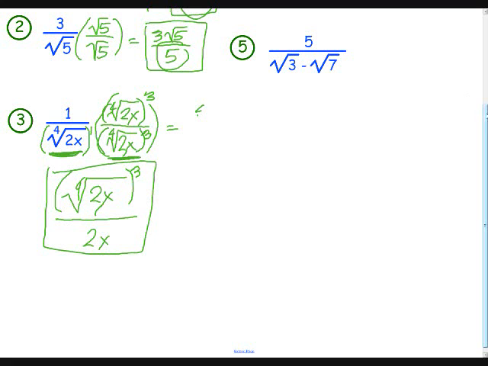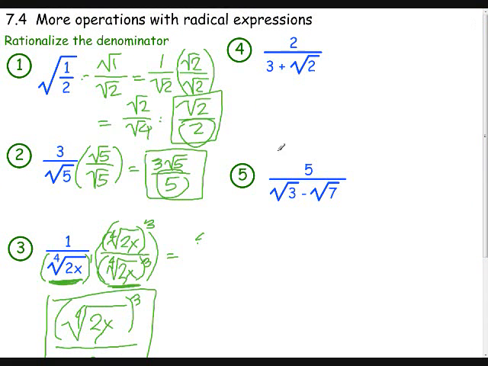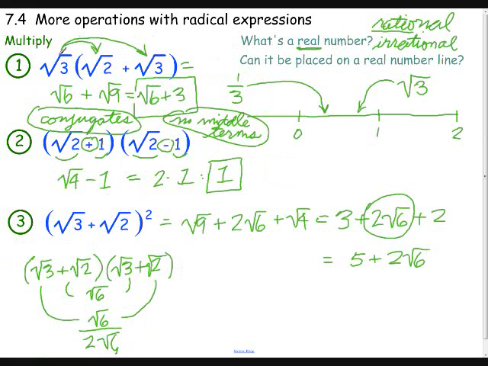Okay, let's look at number 4. This is a more interesting one because it has a binomial with a radical in it in your denominator. Very tricky. Rationalizing this means I have to get rid of the square root of 2. If I were to multiply this radical by itself, you know what would happen. We saw it earlier. When you multiply a binomial that has a radical in it, you end up with a radical in your middle term. The only way out of that is to use conjugates like we did here.